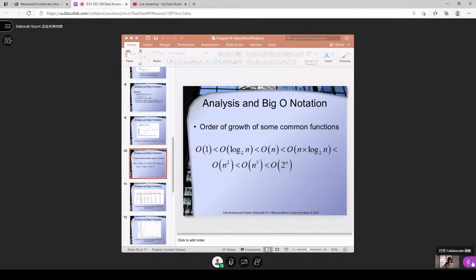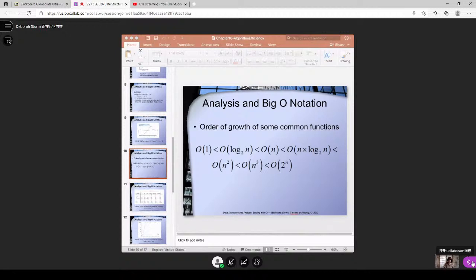Okay. The next one on the list is O of n. That would be an example, we said, of a linear search. The next one, let's see, I finished my tea already. O of n log n, we'll see algorithms like that when we do sorting.